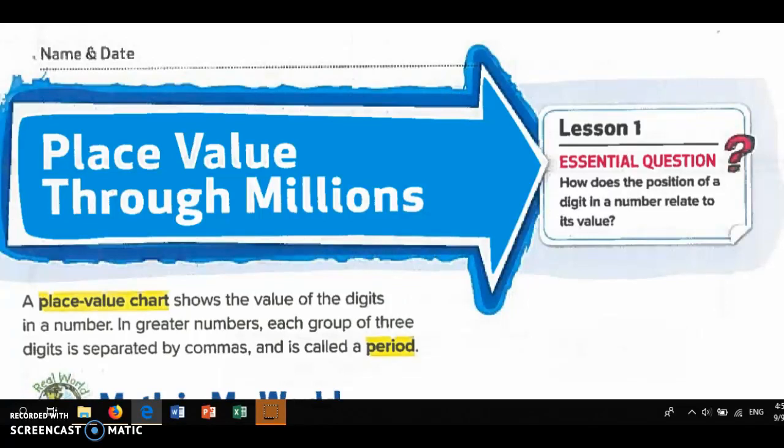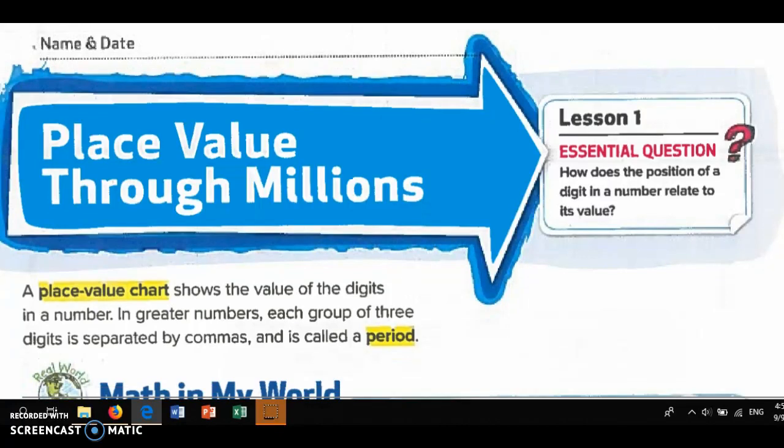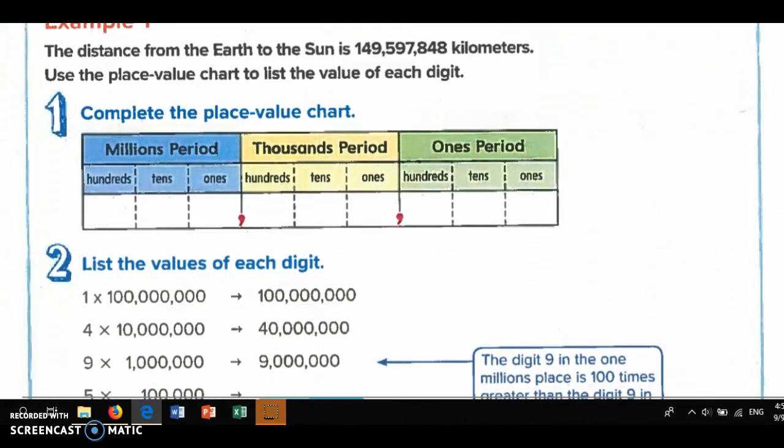Chapter 1, Lesson 1. Essential question: how does the position of a digit in a number relate to its value? Let's have a look at example 1. We are working with the number 597,848. We have to use the place value chart to put this number in the correct place.